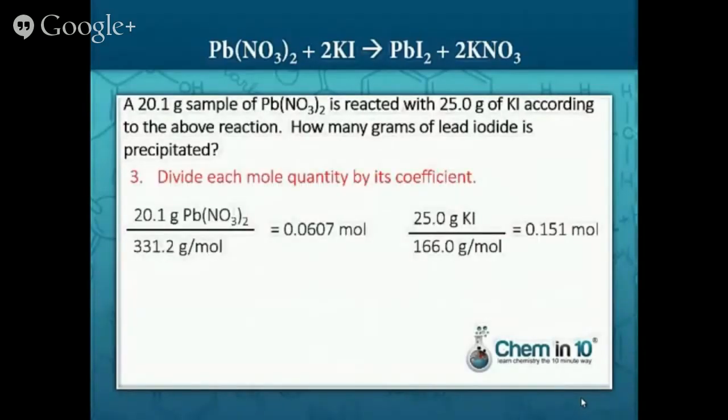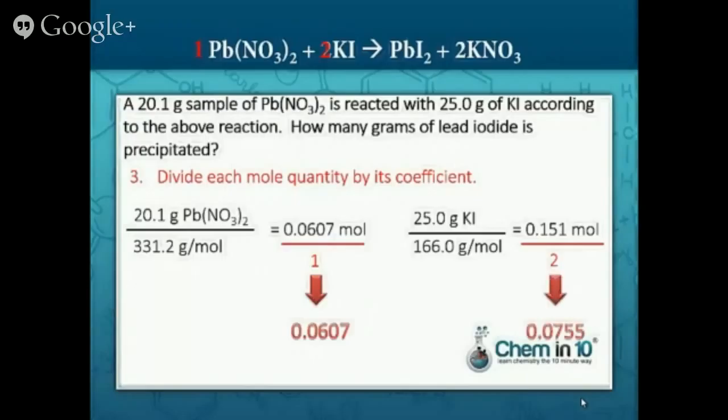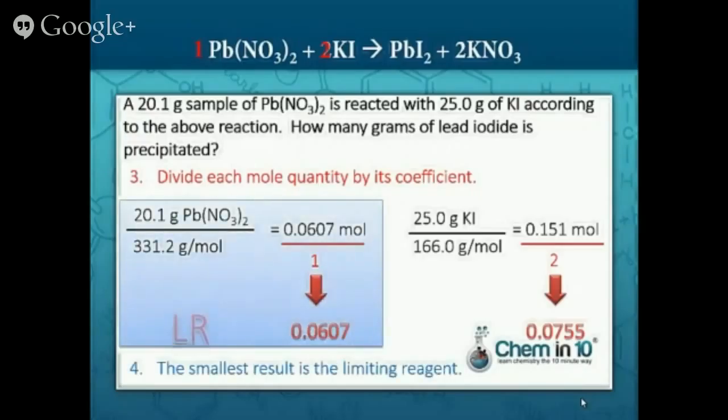Next, we divide each mole quantity by its coefficient. For lead 2 nitrate, we notice that its coefficient is 1. So 0.0607 divided by 1 is 0.0607. And for potassium iodide, the coefficient is 2. So we're going to divide 0.151 by 2, and we get 0.0755. 0.0607 is less than 0.0755. So lead 2 nitrate is our limiting reagent.